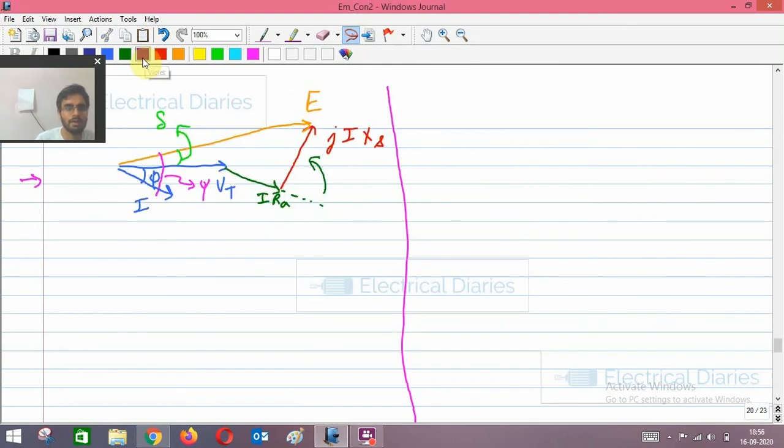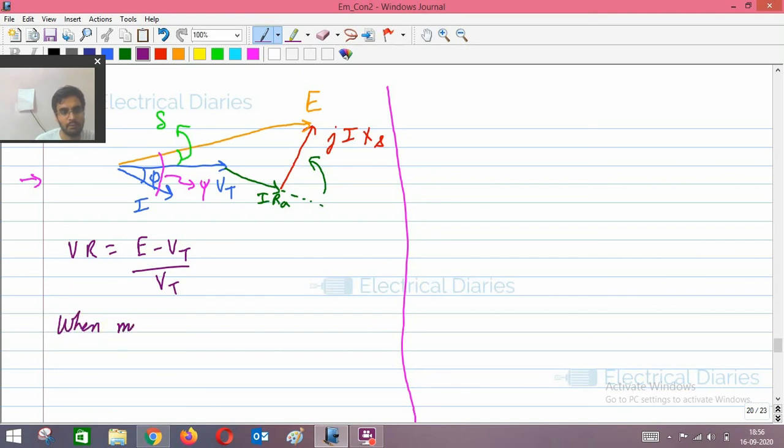In this phasor diagram I have assumed that it is a lagging power factor load. That is why your I was in this way. Now one thing you should be very clear. What is our voltage regulation? It is E minus Vt by Vt. Now I have to analyze when my voltage regulation will be 0. So I have to see when my voltage regulation tends to 0.